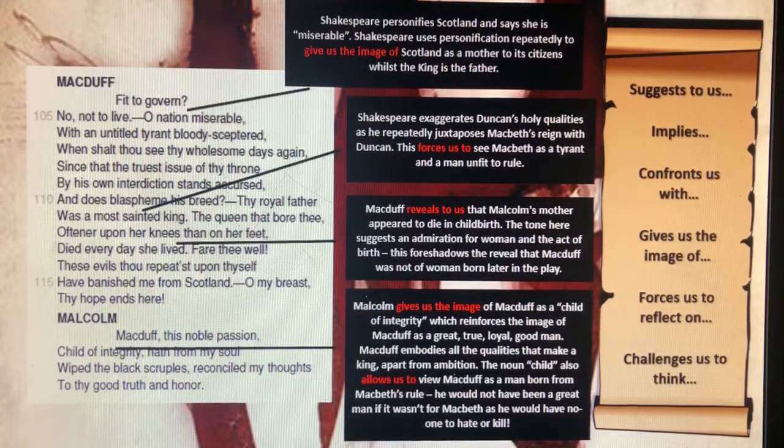Malcolm gives us the image of Macduff as a child of integrity, which reinforces the image of Macduff as a great, true, loyal, good man. Macduff embodies all the qualities that make a king, apart from ambition. The noun child also allows us to view Macduff as a man born from Macbeth's rule. He would have been a great man if it wasn't Macbeth, as he would have no one to hate or kill.